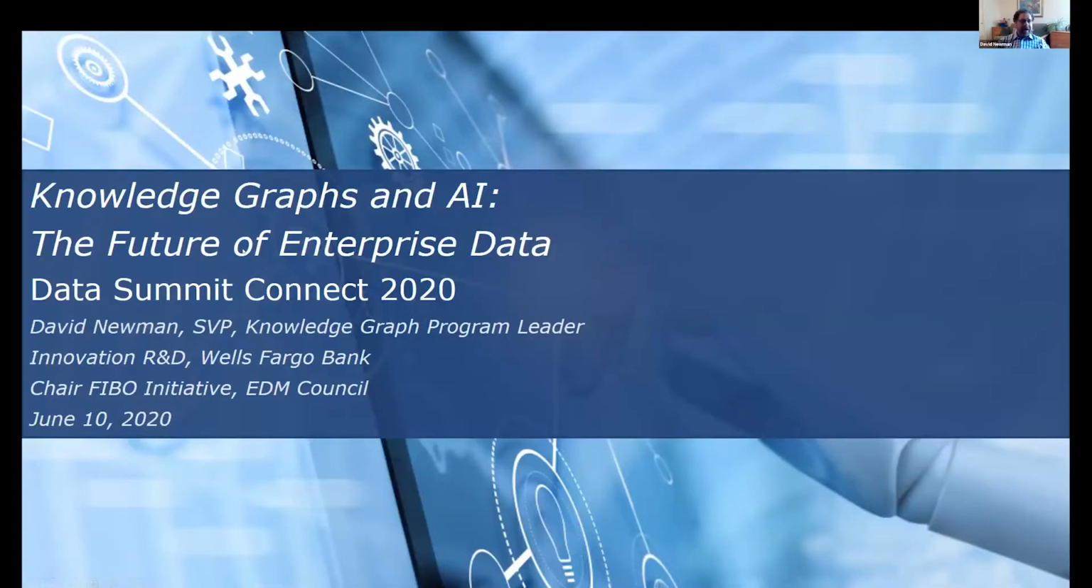And so I'm going to cover an overview of enterprise knowledge graphs. And I just want to state before I get started that this is going to be conceptual. It doesn't reflect what we are actually doing or not doing at Wells Fargo Bank. So I wanted to put that disclaimer out first.